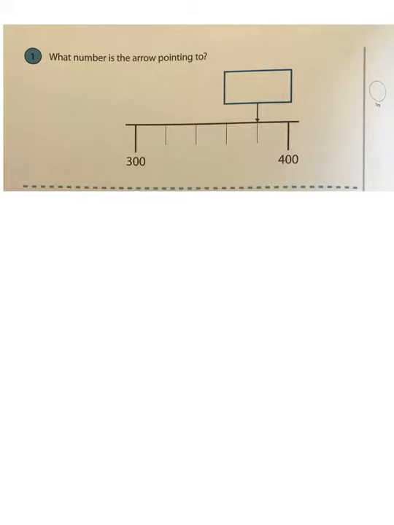Your first question is a missing number question, so it's a number line. Right, so we've got between 300 and 400. First thing you should do is count the steps. How many steps is it? 1, 2, 3, 4, 5. So in 5 steps, it's gone up 100.